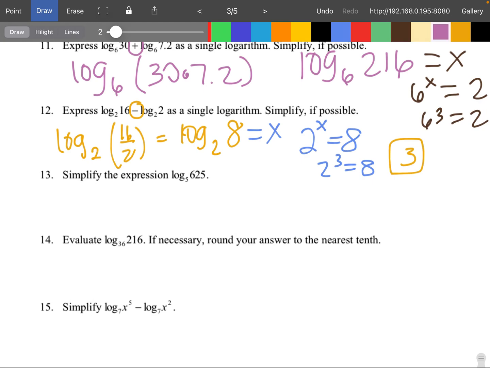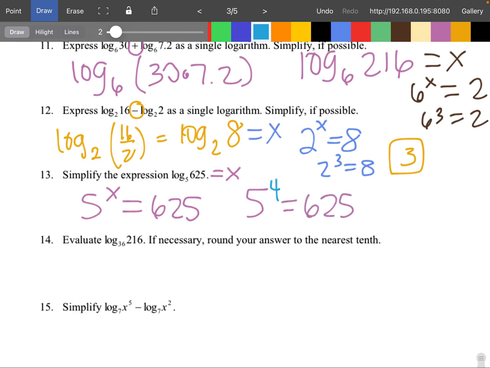Number 13 wants me to simplify, so similar to what I just did, set it equal to x. 5 to what power is going to give you 625? Well, 5 squared is 25. 5 to the third is 125. And then we could go 5 to the fourth, and we get 625. So that just means your answer is 4, because 5 to the fourth gives you 625.